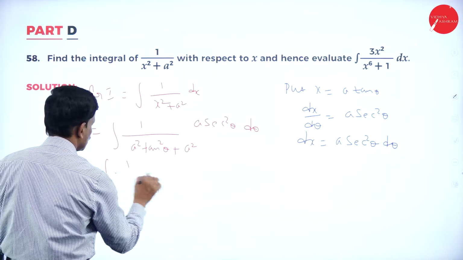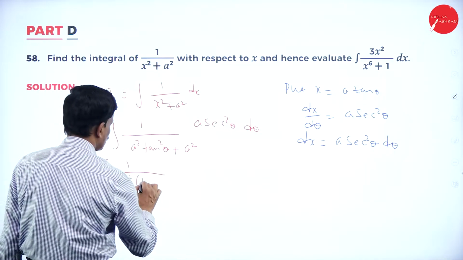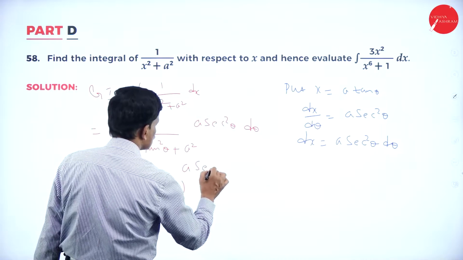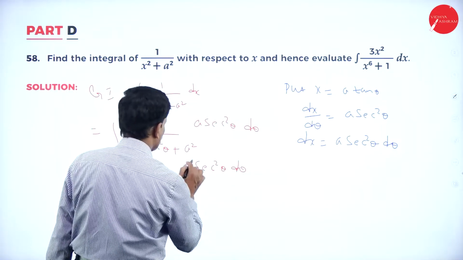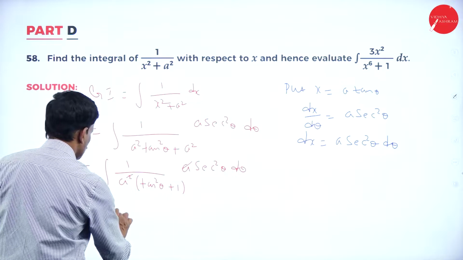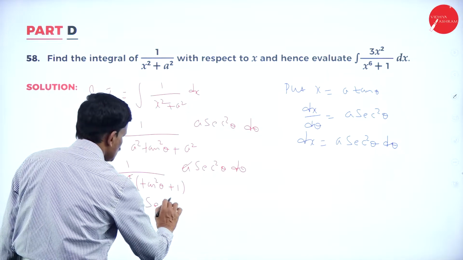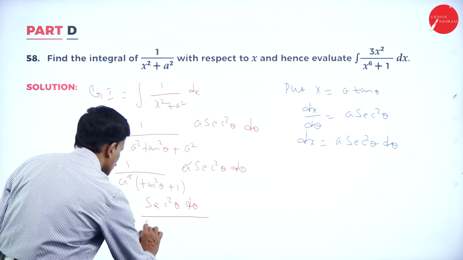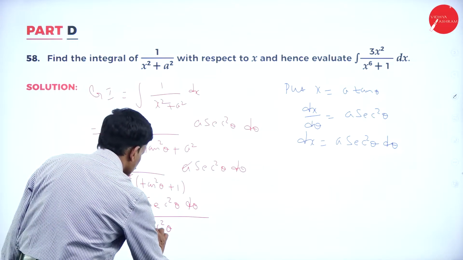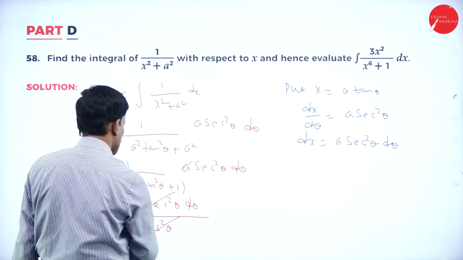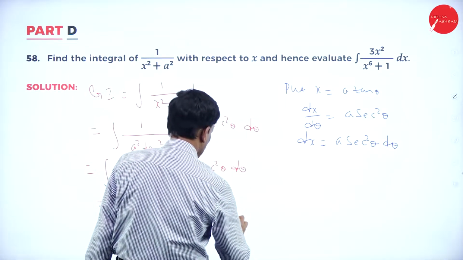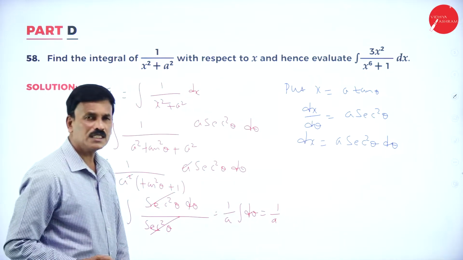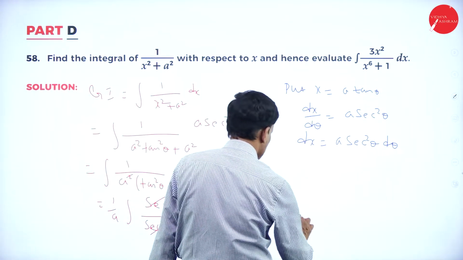Now this is integral 1 over, you can take a square out, then what you will get? Tan square theta plus 1 into a secant square theta d theta. One a and a get cancelled, 1 over a into secant square theta d theta divided by 1 plus tan square, which is again secant square theta. So this secant square theta gets cancelled. What you will have? 1 over a into integration of d theta. This is 1 over a into integral of d theta is theta plus c.